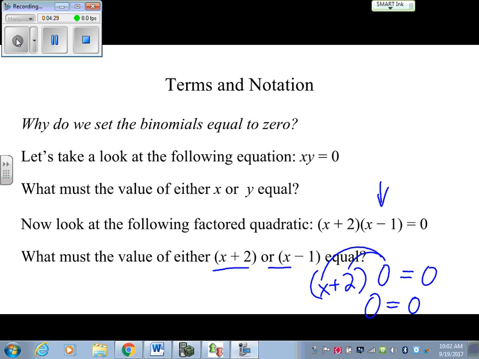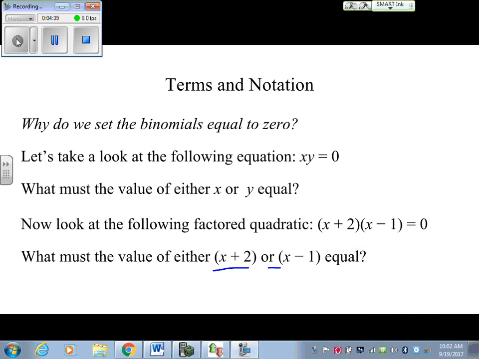So again, our goal is to take these binomials, either one of them, in fact both of them, and set them equal to 0 to find out what possible values of x are. Now looking at this, you might say, well, how do you actually make one of those binomials 0?